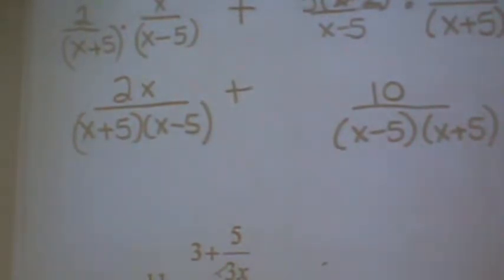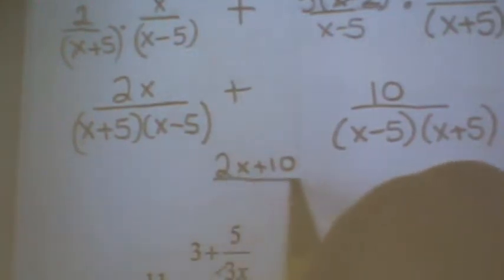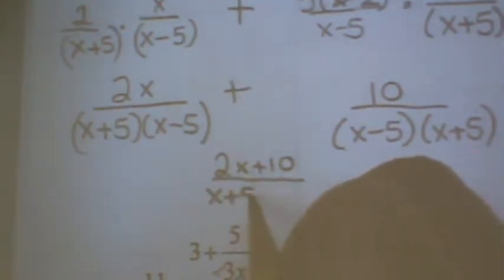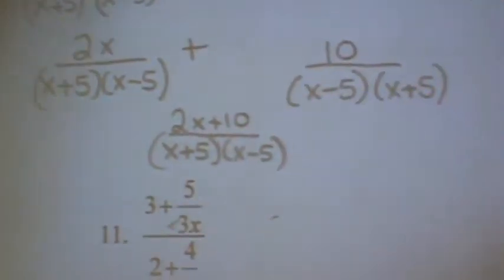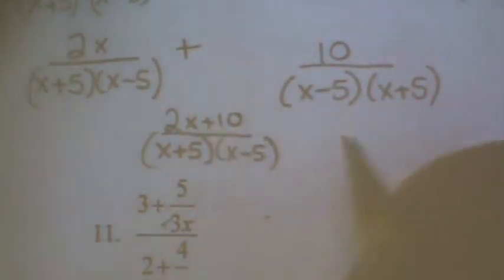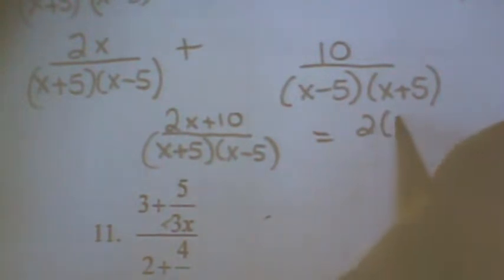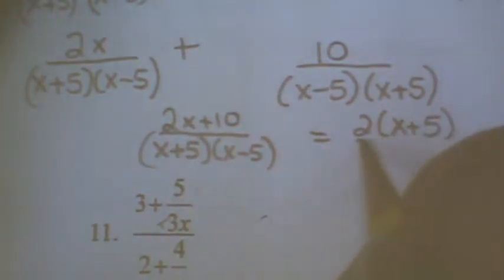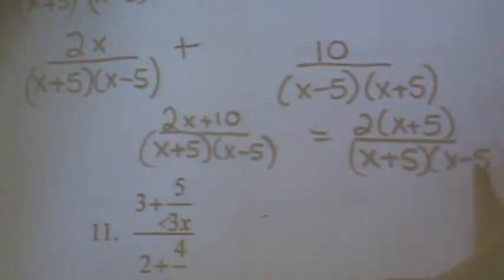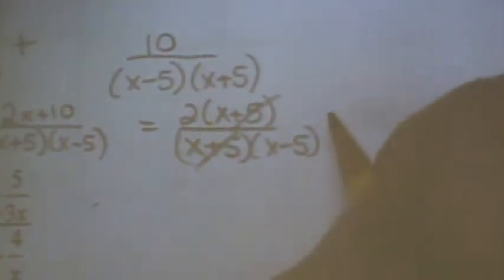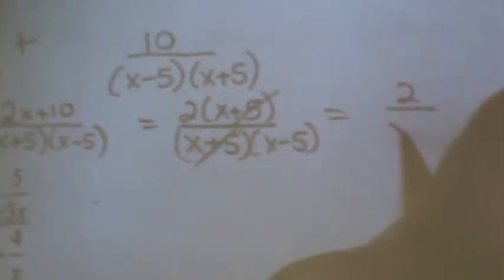What do you get? 2x plus 10 over x plus 5, x minus 5. Is there anything else we could do? Factor this. Take a 2 out. Anything else we can do? Cancel the x plus 5. Cancel those out. What's your final answer? 2 over x minus 5.